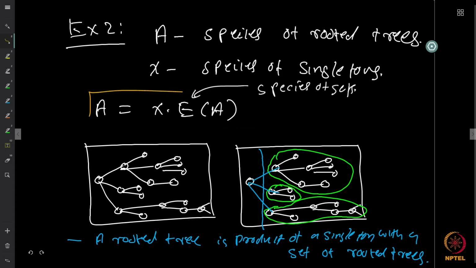Now, using Lagrange inversion, because we know the generating functions for E and X, we should be able to compute the generating function for A, which we are not covering because we are not looking at Lagrange inversion in this course. We will study that in a more advanced course.